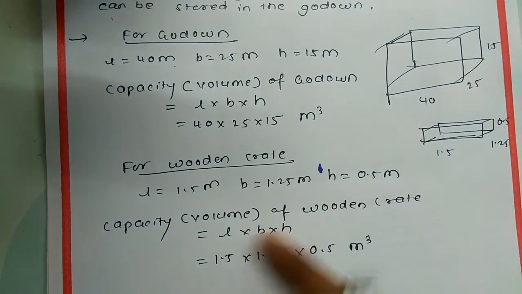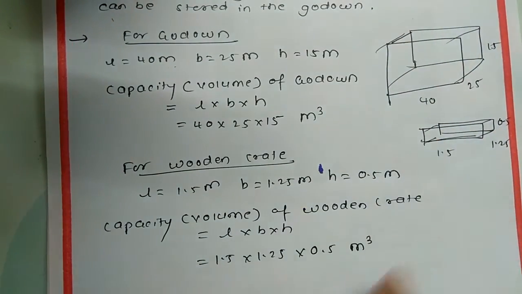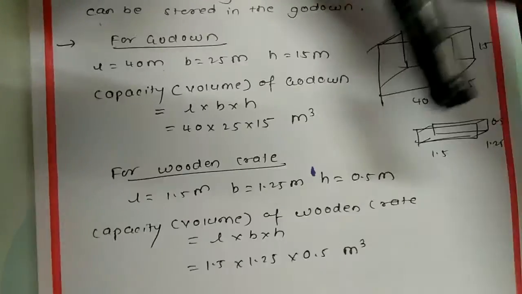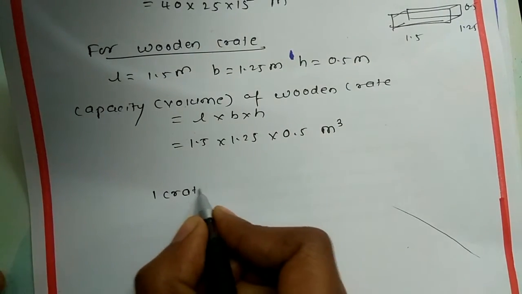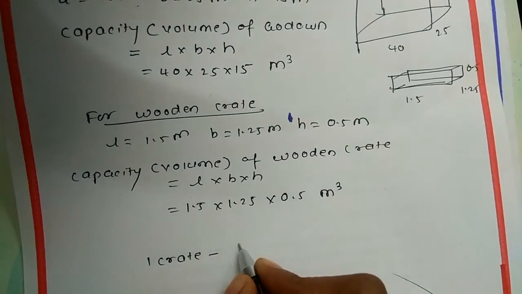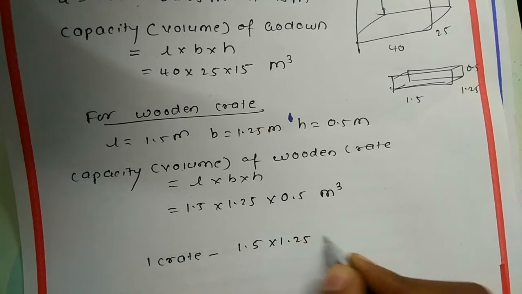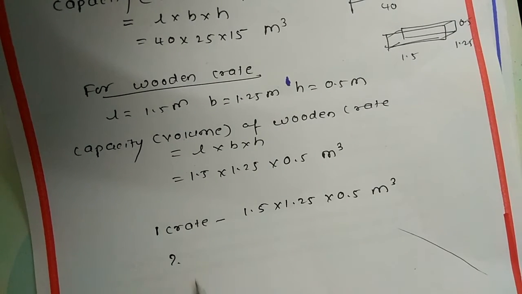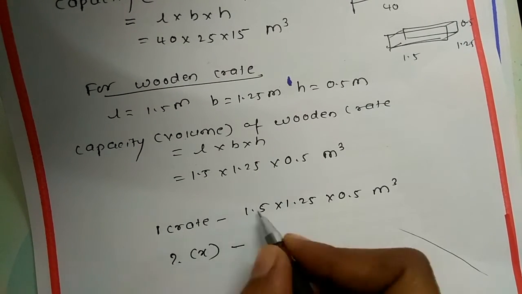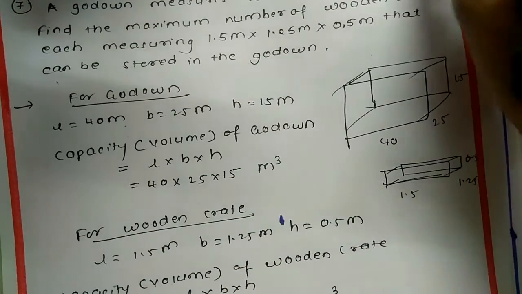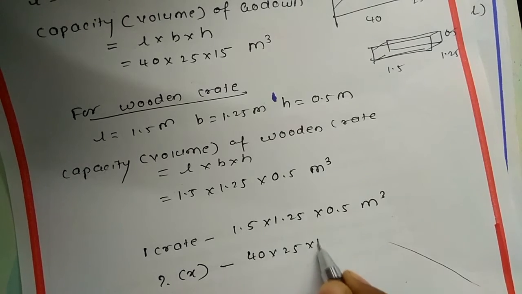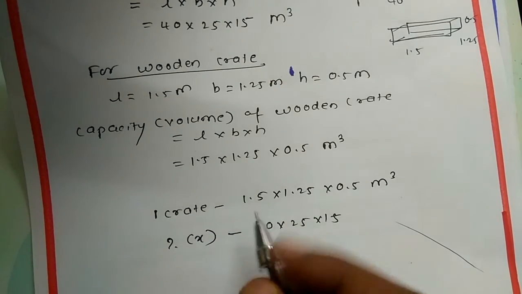If you keep it, this much space from the godown it will occupy. So we'll find out how many wooden crates can be stored in the godown. One crate occupies this much volume, 1.5 into 1.25 into 0.5 meter cube. Let us take x crates can be stored in this much volume of godown, that is 40 into 25 into 15. So x indicates the number of crates.